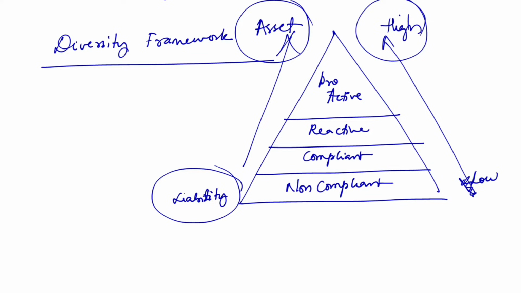I hope you got this whole concept of what diversity is, what are its pros, cons, how it can go from a liability to an asset, and the various ways or bases of diversity, the levels of diversity, and things like that. I hope you got an idea about it. If a question comes about diversity, according to the question, you can write down all these things.